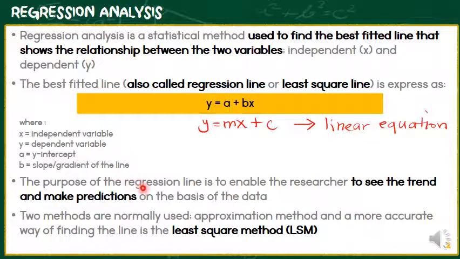So, the purpose of regression line is to enable the researcher to see the trend and make prediction. Kita boleh buat estimation, kita boleh buat prediction by using your regression line. So there are two methods used untuk cari regression line. The first one is approximation method, and a more accurate one is the least square method, LSM. So in this chapter, kita akan pakai LSM untuk cari our regression line.